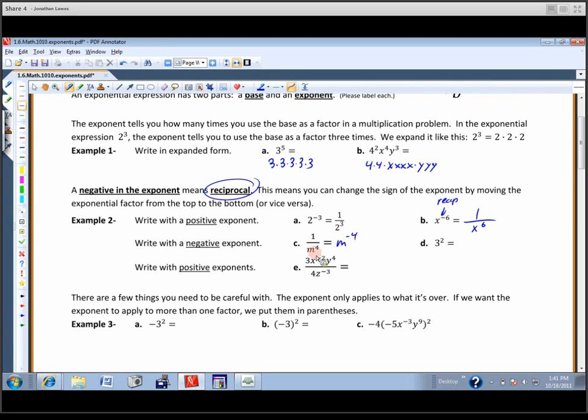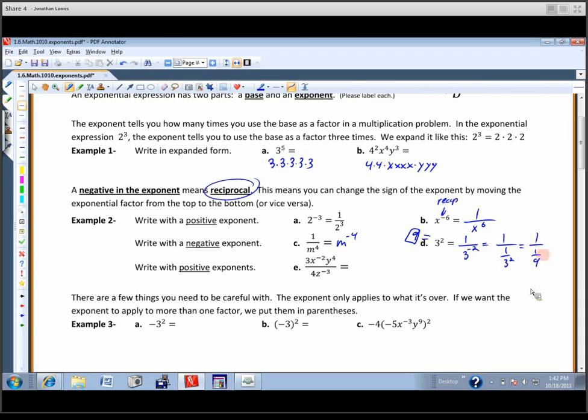But you'll notice a pattern here. When we move it from the top to the bottom, it changes the sign of the exponent. And when we move it from the bottom to the top, it changes the sign of the exponent. So we could actually write 3 squared with a negative exponent. We could do it this way. Now, just to double check and make sure, you know what 3 squared is. 3 squared is 9, so I'm going to put a 9 over here. But let's see what this means. We've got a 1 over. This is 3 to the negative 2. Well, negative means reciprocal, so if I wanted to write it this way, that would be okay.